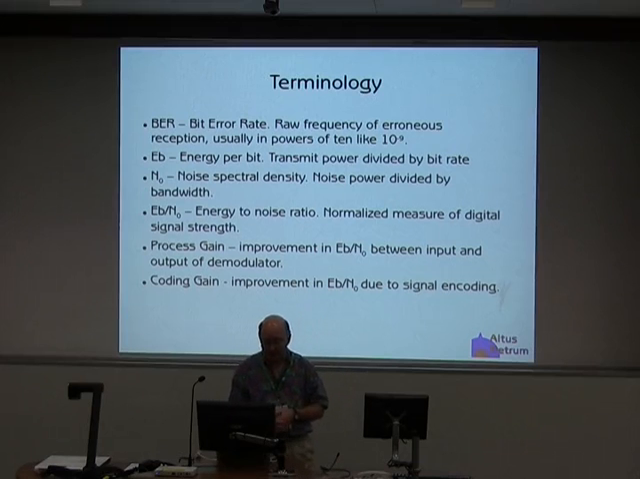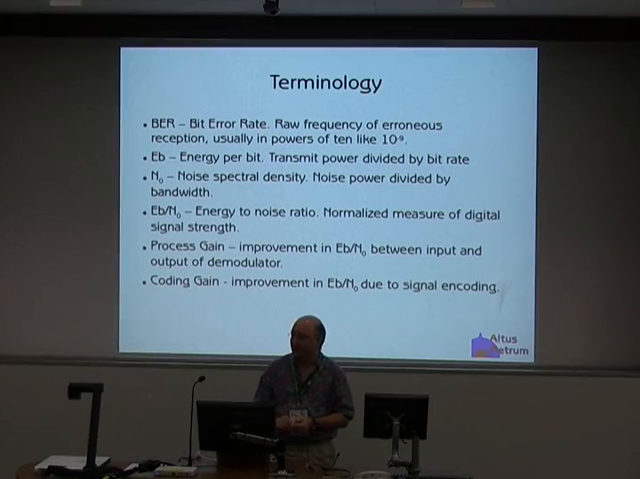Processing gain. Processing gain is the improvement in the Eb/N0 numbers from using a modulation scheme. So different modulation schemes like DSSS or FM or AM will have different processing gains.